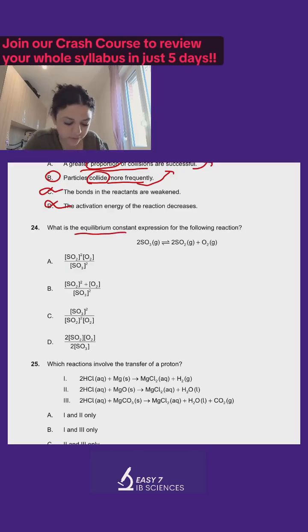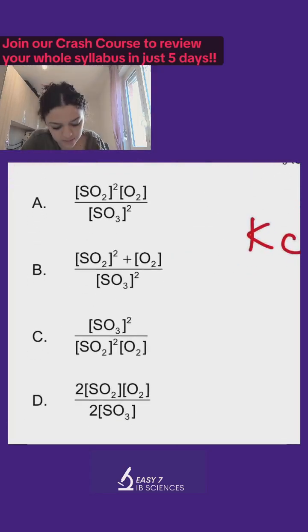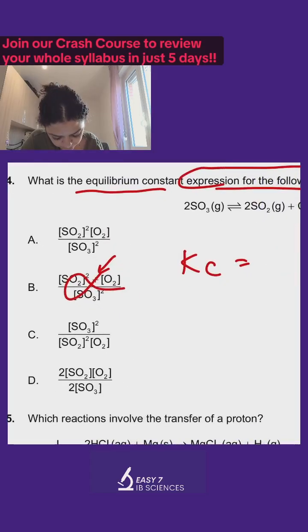What is the equilibrium constant expression for the following reaction? We're talking about the Kc value. So what is the Kc value in this case? Can anyone tell me? Does Kc have pluses and minuses? Does it even have pluses? A lot of you guys are saying A. Kc doesn't even have pluses, so we can already cross this one out. Kc doesn't have coefficients in front, so cross them out.